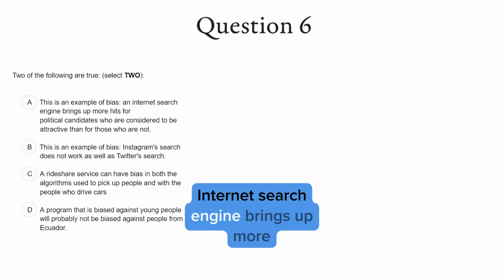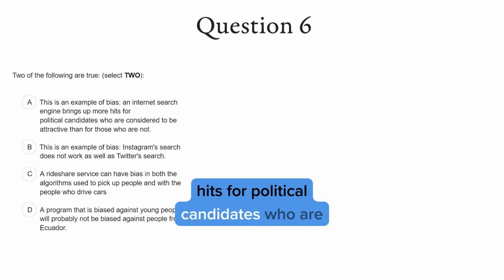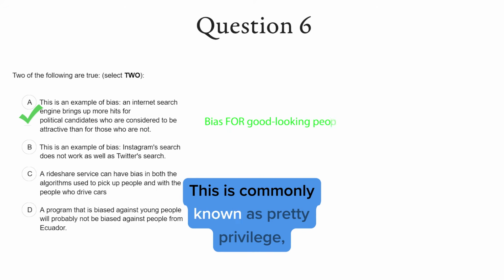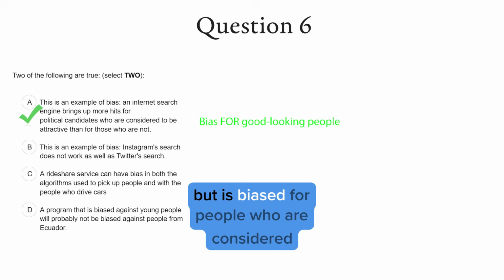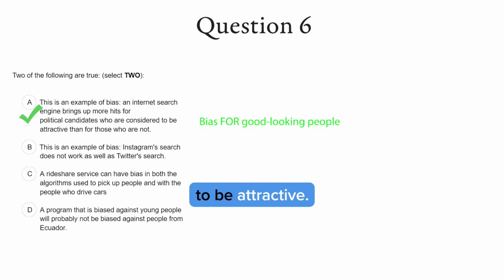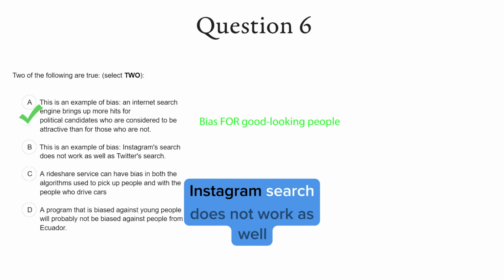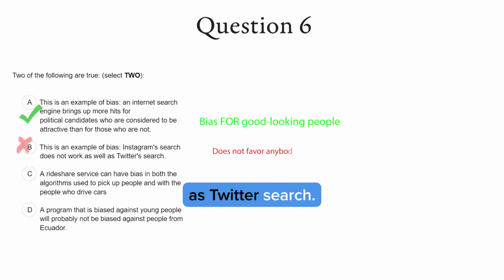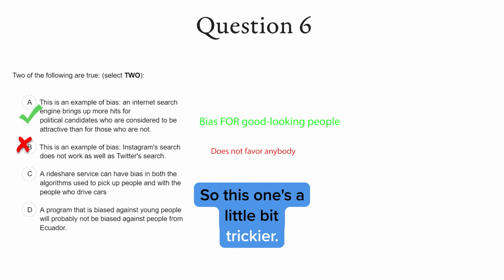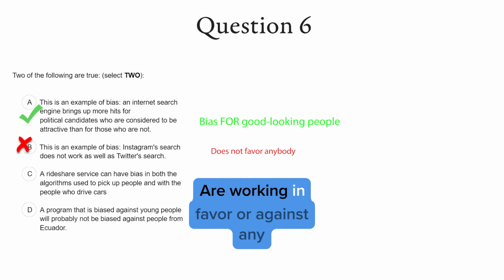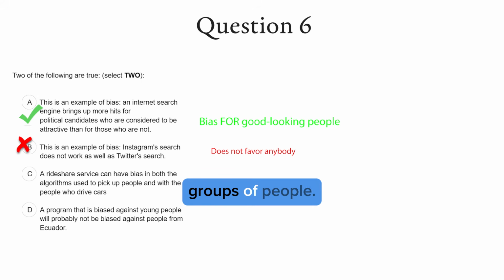A, this is bias. Internet search engine brings up more hits for political candidates who are considered to be attractive. This is definitely bias. This is commonly known as pretty privilege, but is biased for people who are considered to be attractive. So A is definitely bias. B, this is bias. Instagram search does not work as well as Twitter search. So this one's a little bit trickier, but we're going to say it's not bias because neither of these are working in favor or against any groups of people.